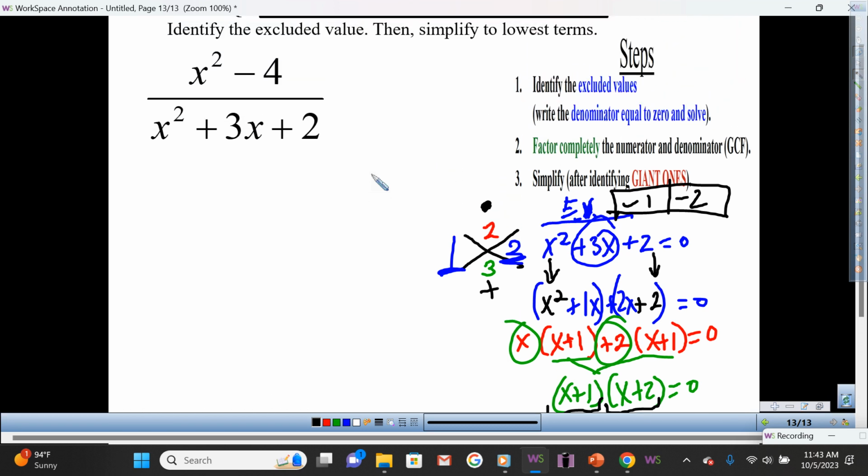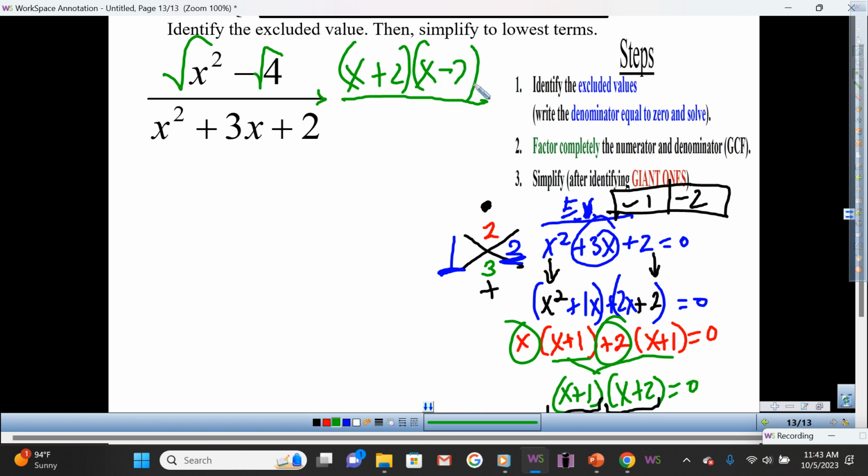Let's go to simplifying this. Look up. Look at the numerator. Isn't this a difference of squares? Square root, square root. So what are my 2 factors? Tell your neighbor. +2 and -2. Can we factor this one? Yes, we already did, Mr. Q. What were those factors, guys? We already did the work over here, so it's what? X plus 1 and x plus 2.